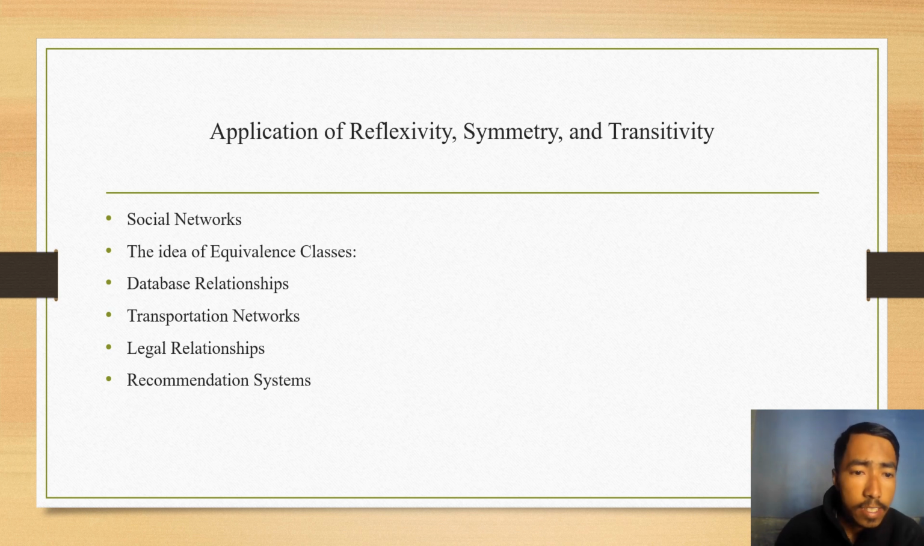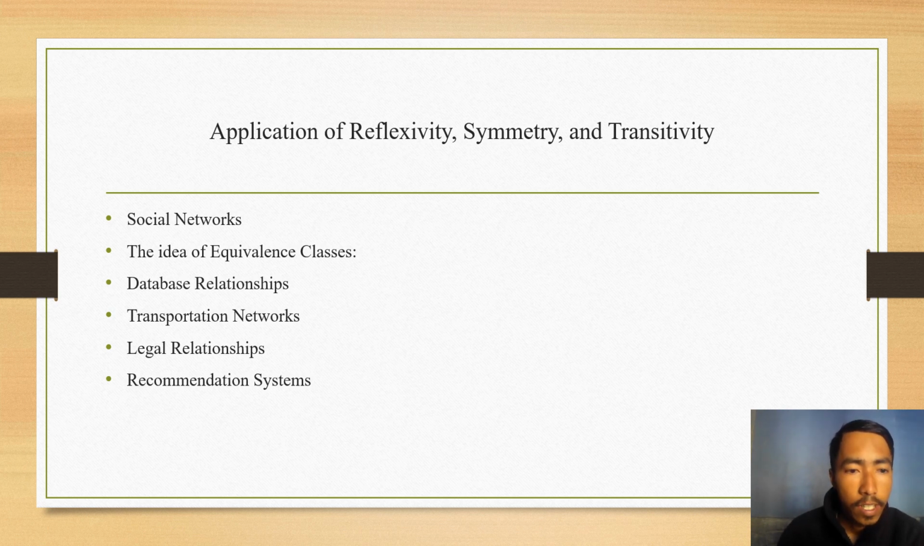Another application is database relationships. Reflexive in database terms would mean an entry is related to itself. Symmetry implies that if a record is linked to another record, then the link applies the other way around. Transitive helps in following relationships such that if A is related to B and B is related to C, then A is also related to C.